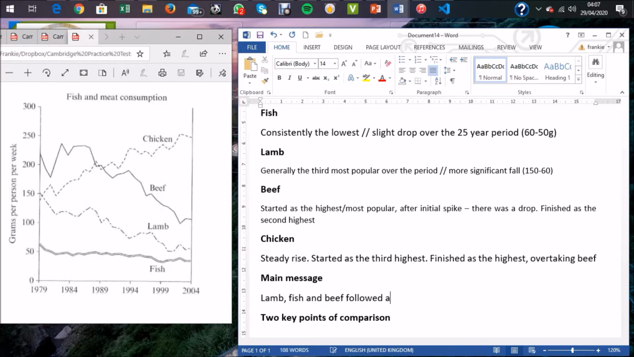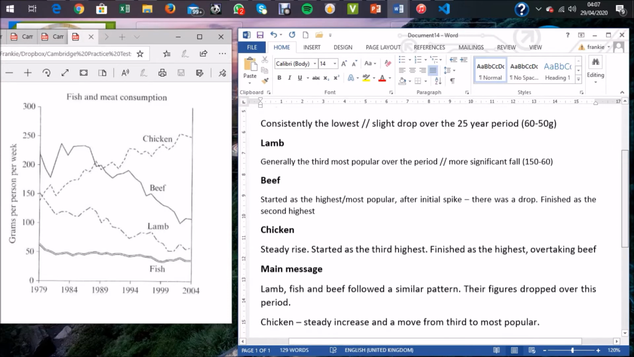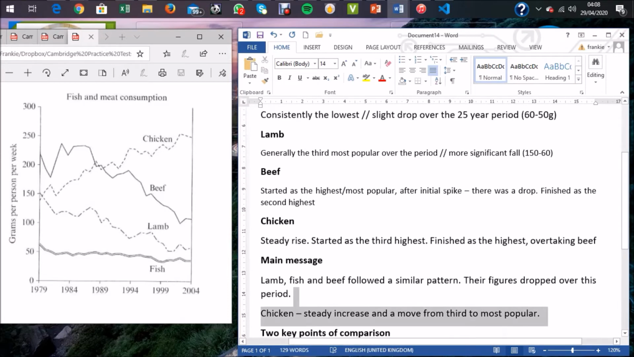So the main message that I can get from the overall picture is lamb, fish, and beef followed a similar pattern, and their figures dropped over this period. But with chicken, there was a steady increase and a move from 3rd to most popular. So those are the main messages, and that is going to determine my summary sentence at the beginning of the graph. We'll come on to that in a second.